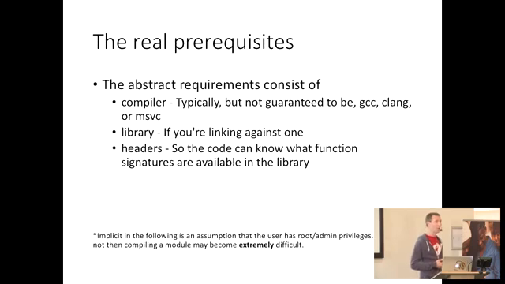And of course, if you're trying to compile and not just dlopen something using the ABI, you will need the headers as well so that you know what the function signatures are that are available. And of course, that also tells you the layout of the memory for things like structs.